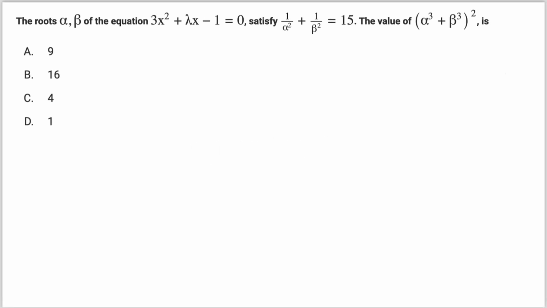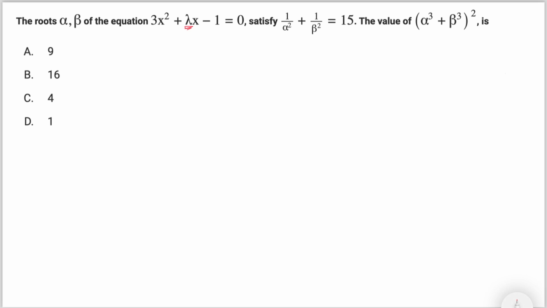Alright guys, this is our next question from CAT 2024, the second slot. It says, the roots alpha and beta of the equation 3x square plus lambda x minus 1 is 0. This symbol is called lambda. So 3x square plus lambda x minus 1 is 0, satisfy 1 upon alpha square plus 1 upon beta square is 15. The value of alpha cube plus beta cube the whole square is.